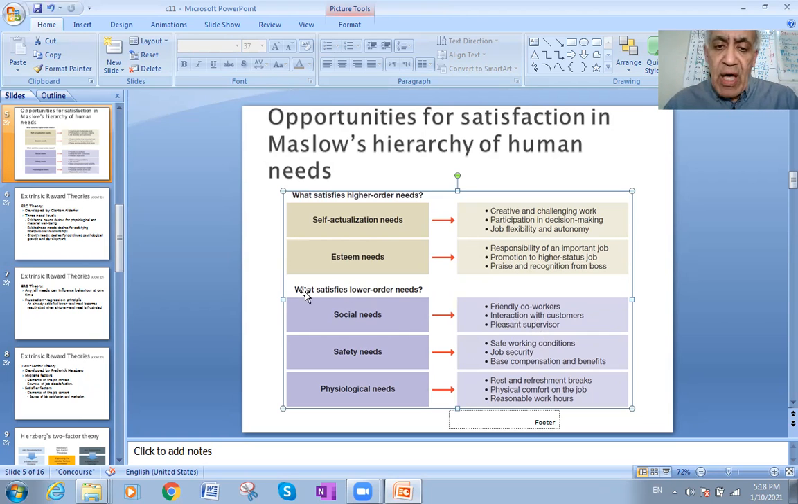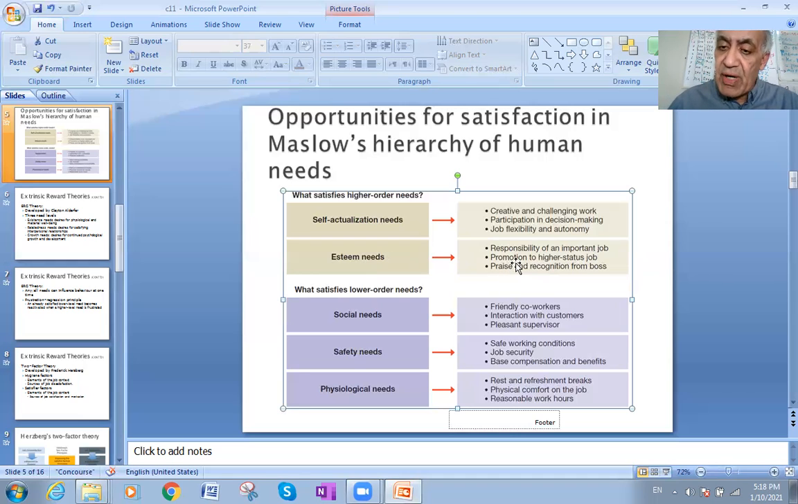Okay, as long as we said this blue are the lower needs, we call them the lower needs. Let's go to the higher needs. The higher needs is esteem. How will you make them have the esteem needs satisfied in them?